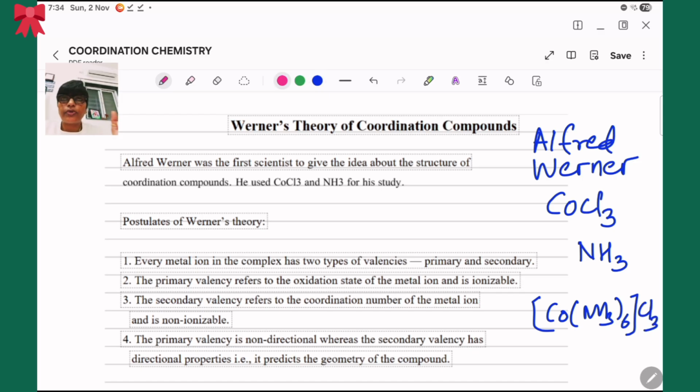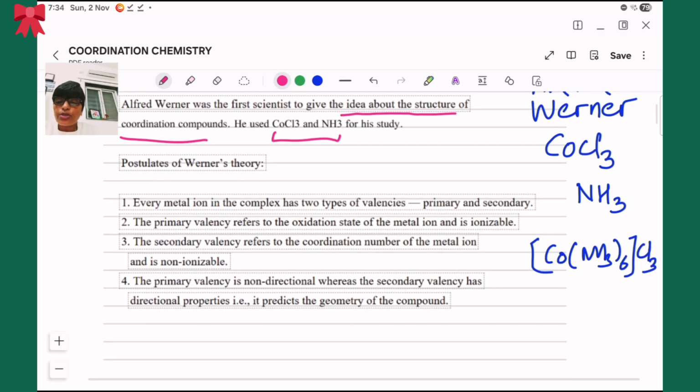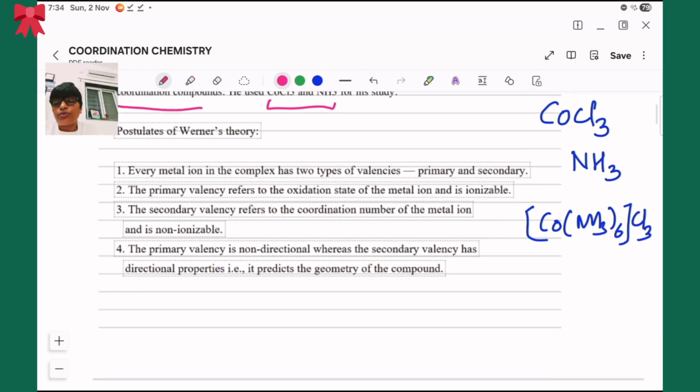So Alfred Werner, when he studied these coordination compounds in great detail, gave some points, some theory, some postulates. So let's understand what these postulates are. Alfred Werner was the first scientist to give the idea about the structure of coordination compounds. And which compounds did he use for his study? We already discussed that CoCl3 and ammonia were the 2 compounds which he used. The postulates are very, very important now. What are the postulates of Werner's theory?